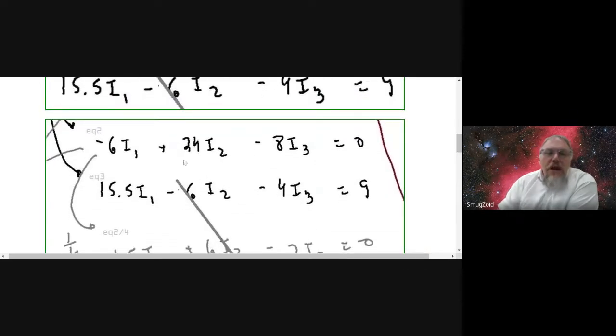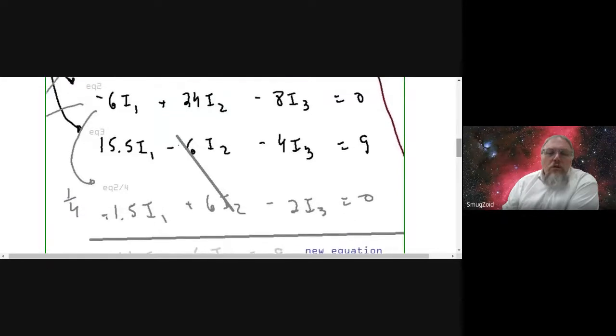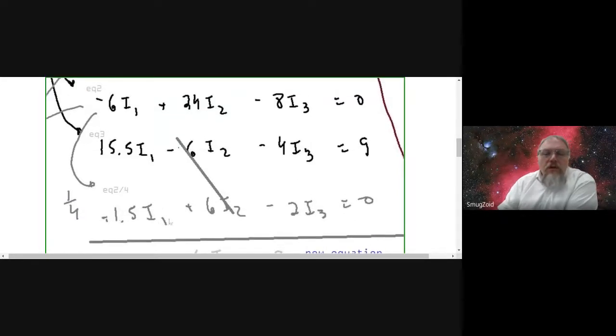And what I do is I divide because I like the numbers being smaller. So I took this guy and divided it by 4. That's why I said equation 2 divided by 4, or 1/4 times that. So I get 1.5 I1 plus 6 I2 minus 2 I3 equals 0. So that way I can cross out the 6's, right? You have a minus 6 here, this is plus 6. And we just add the rest and bring it down.